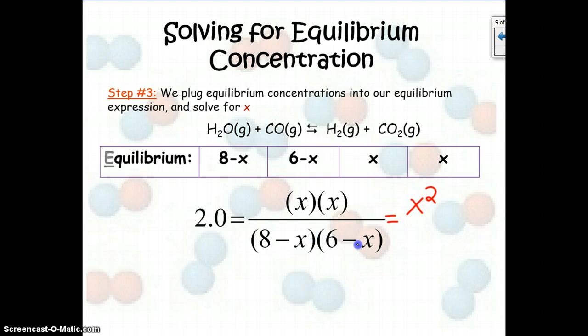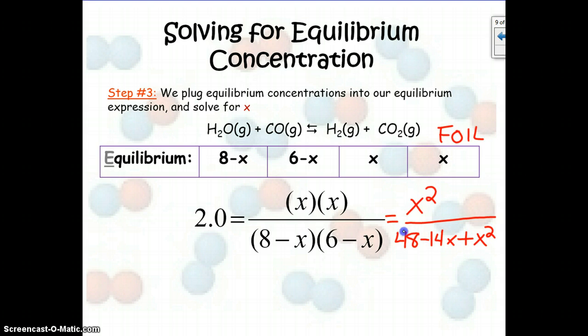All right, and down here, you're going to have to use FOIL. FOIL, hopefully you remember from math, but it's first, outside, inside, last. So you got 8 times 6, because those are the first. You got 48. All right, and then you got inside, so we have negative x times 6, and outside 8 times negative x, so that totals negative 14x. And then last, negative x times negative x is x squared.